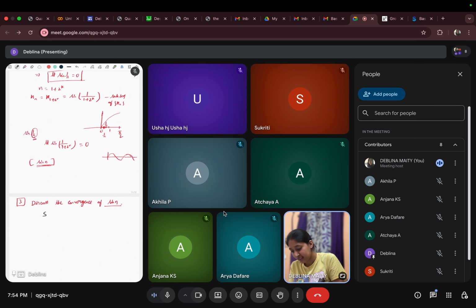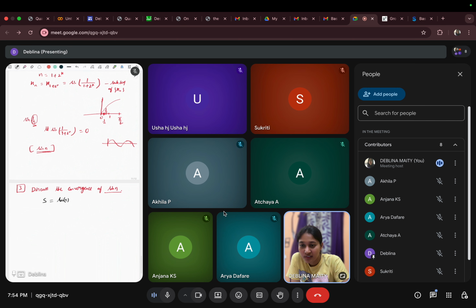So let S be denoted by sin n. Clearly this is an oscillating set, so it is going to be divergent, but we have to prove that. Divergent means what? It is not convergent.